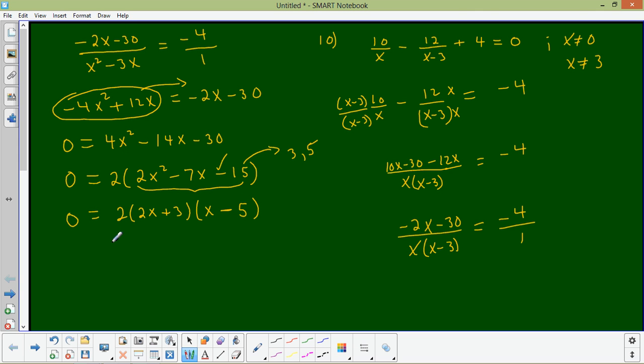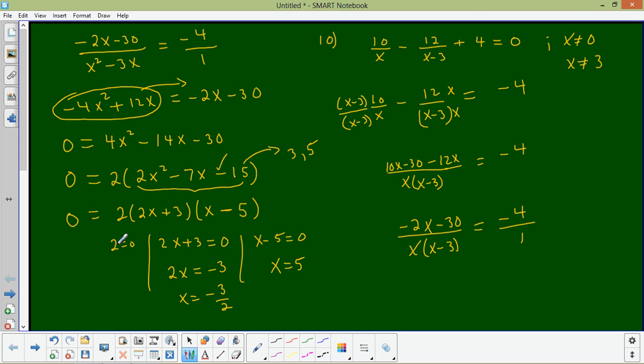All right. Now, set your factors equal to 0. 2 equals 0. 2x plus 3 equals 0. And x minus 5 equals 0. This gives you a root of 5. That's acceptable. That will work. This gives you a solution of x equals negative 1.5, negative 3 halves.